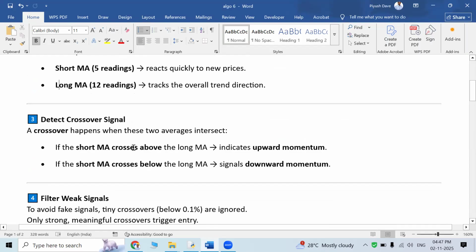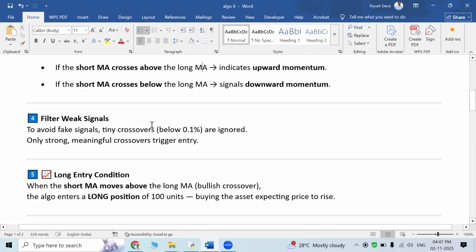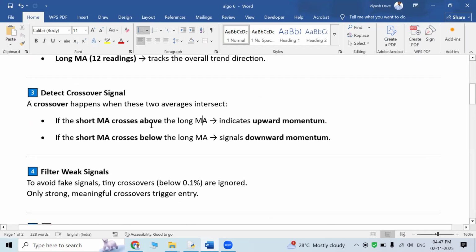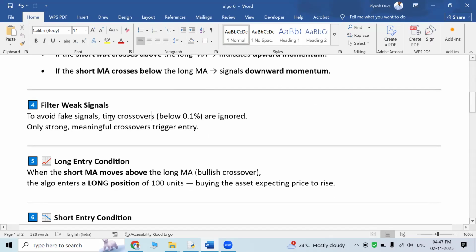If the short moving average is above the long moving average, we consider it an uptrend. If the short moving average is below the long moving average, we consider it a downtrend. Based on this, we will take either a short or long position. For simplicity, I have ignored the small crossovers, so that there are no repeated triggers of sell and buy. For weak signals, we have put a kind of filter.